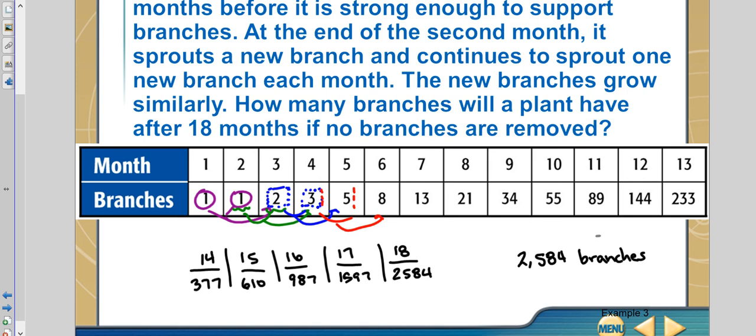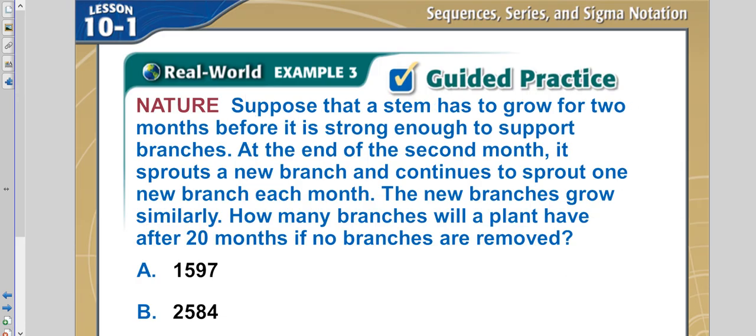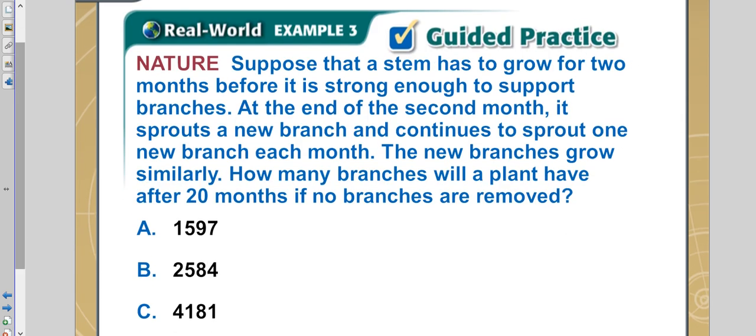You just add the two previous. So it's like a doubly recursive formula. You take the two previous terms and add them together. All right, so now you try to answer this question.